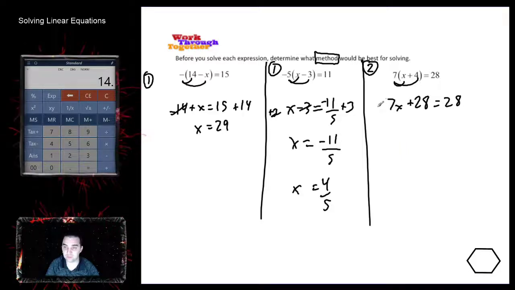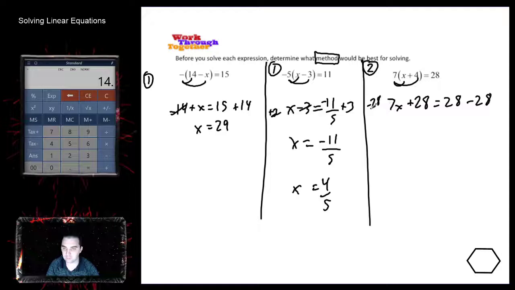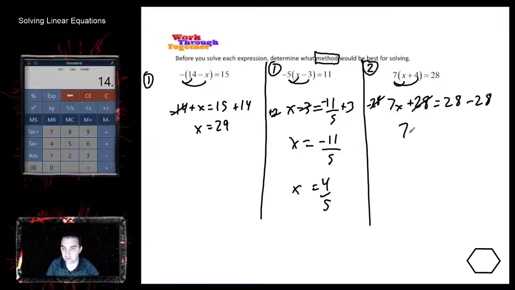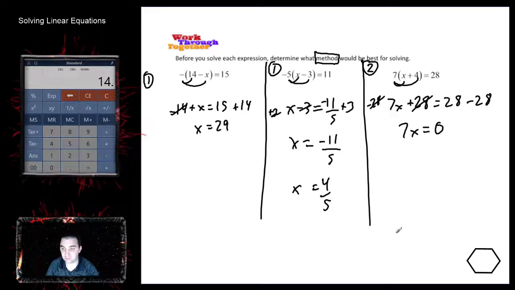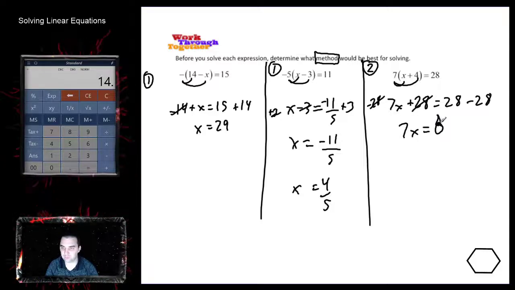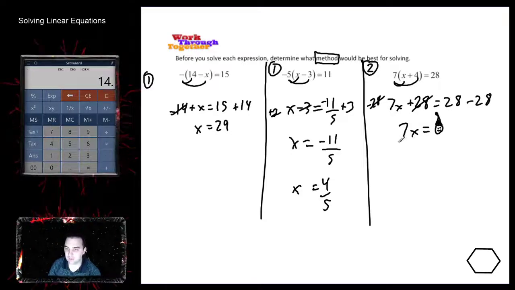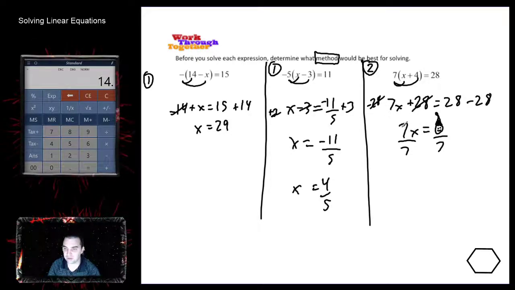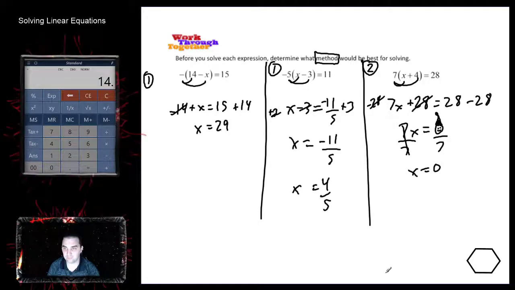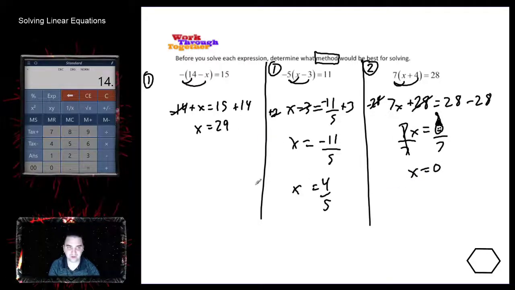Hey, it actually works out pretty good here. Minus 28 to both sides. And that means it's 7x is equal to... why am I bad at zeros? That's a 0. Is equal to 0. And if I divide by 7 on both sides, well, 0 divided by 7, that's just 0, so x is 0. Yeah.